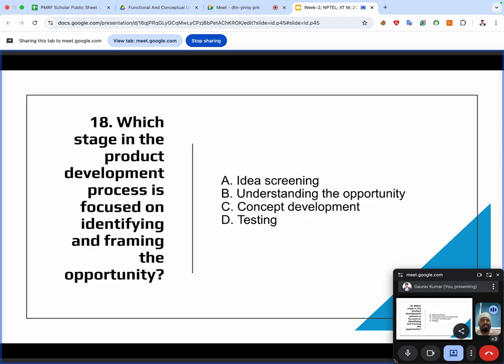And next is question number 18. Okay, what is question number 18? Question number 18. Which stage in the product development process is focused on identifying and forming the opportunity? Idea screening, understanding the opportunity, concept development, testing. Okay, Naresh is saying option A. Om is saying option A. Okay, 18. Which stage of the product development process is focused on identifying?